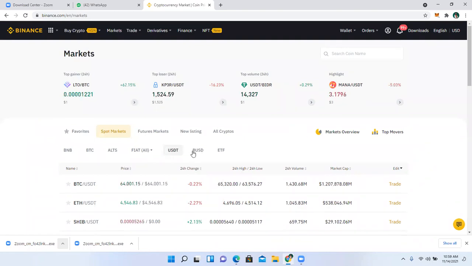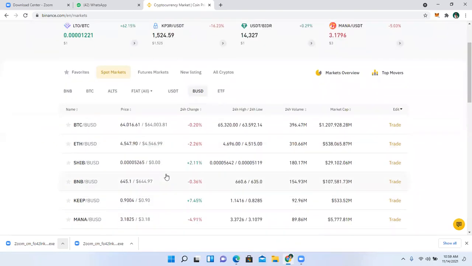Now this is the BUSD pairs. BUSD is a stable coin too.